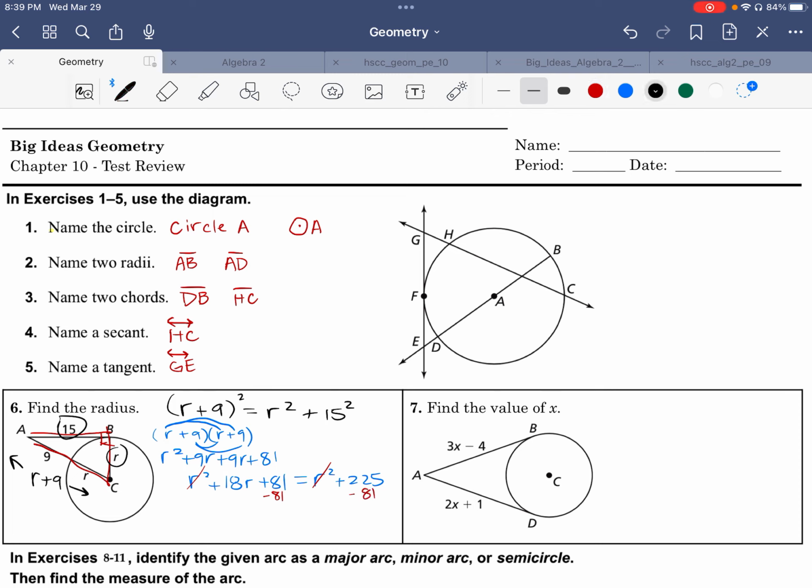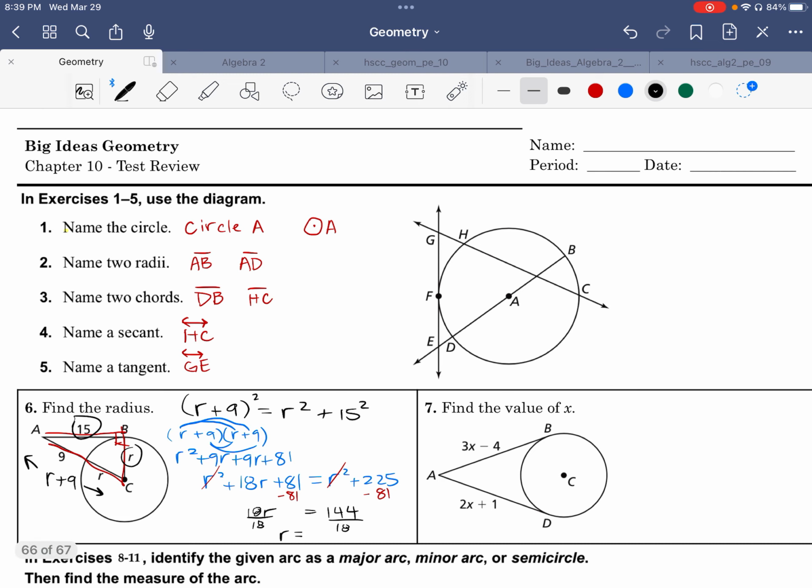This gives us 18r is equal to 225 take away 81, which is 144. So we get 144. We're going to go ahead and divide both sides by 18. And we get r is equal. This is a tricky one. It actually might go into it evenly, but I'm not exactly sure.